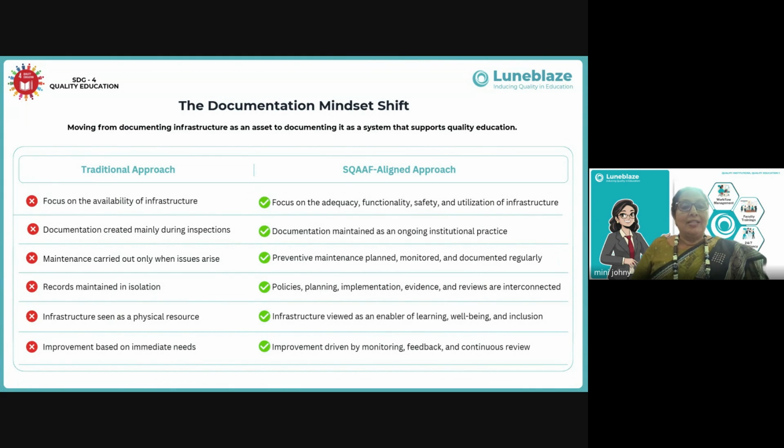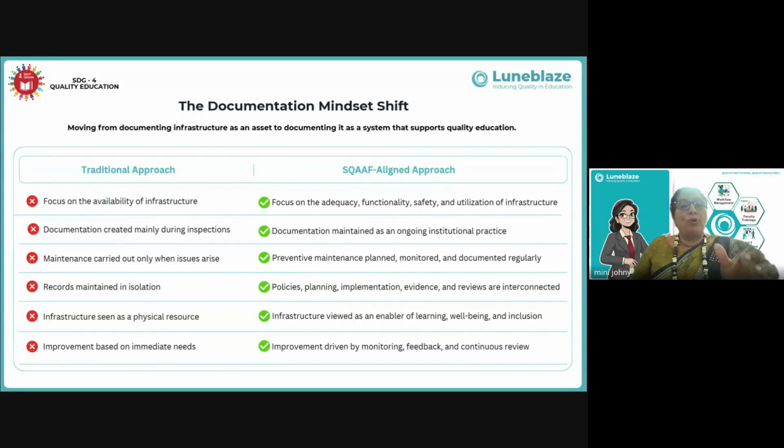Yes. The documentation mindset shift, as we say, how was a growth mindset? Same way, we should have a documentation mindset. How can we have a documentation mindset? Moving from documenting infrastructure as an asset to documenting it as a system that supports quality education. I have 100 computers. It is not that. That is an asset. Instead of that, it is a system that supports quality education for our students.